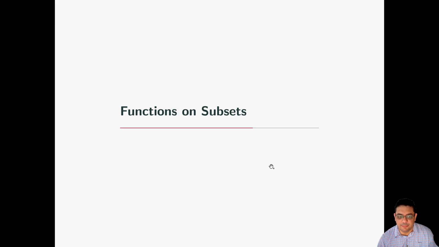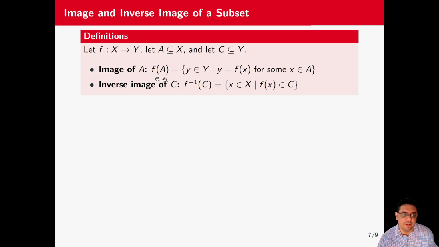Now let's talk about functions of subsets. So for example, here we're going to have f from X to Y, and let's take a subset of X, and let's take a subset of Y. We talk about the image of A as the y that belongs to the codomain, so that y equals f of x for some x that belongs to A. So we're pretty much looking strictly for the image of A. In the same way, we can talk about the inverse image of C. So if we consider all the x in the domain such that f of x belongs to C, then we can call that the inverse image of C.